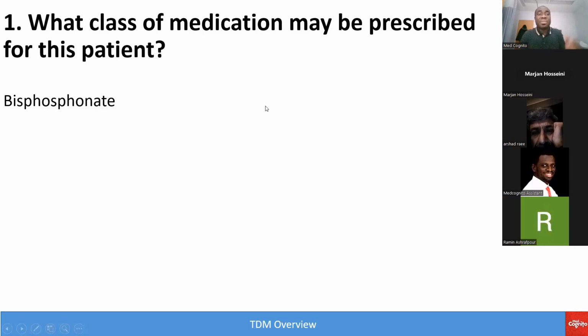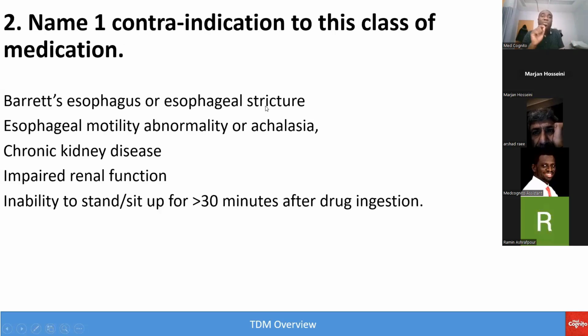Okay, so let's go on. So what class of medication may be prescribed? We learned bisphosphonate. Name one contraindication. So the question says one contraindication, so don't give more than one answer. You could say something like Barrett's esophagus, or esophageal stricture, or esophageal motility abnormality, or even achalasia. Some people also said chronic kidney disease, impaired renal function, or if the patient is unable to stand or sit up for 30 minutes after the drug, because it can cause irritation of the esophagus, then that is a contraindication.